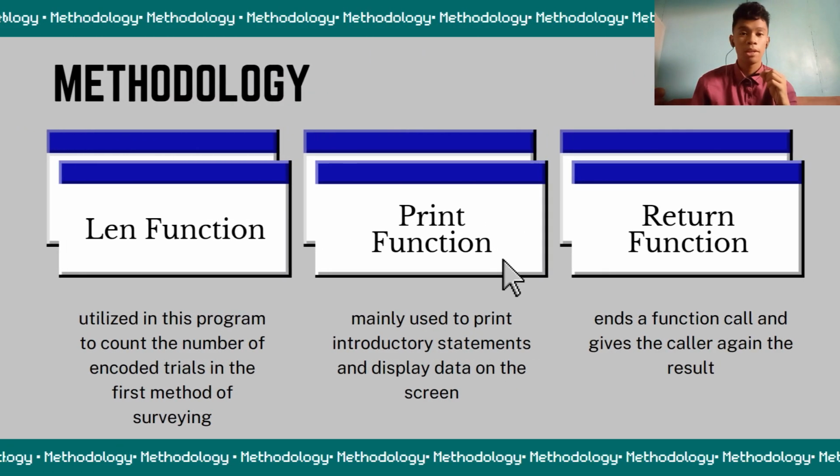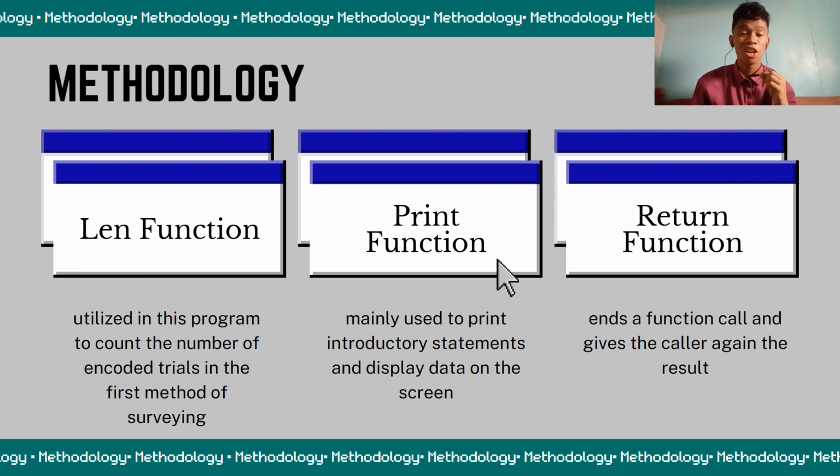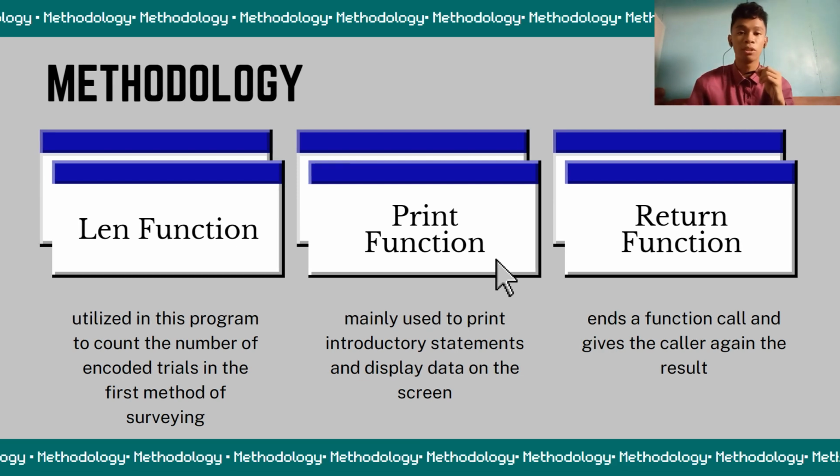Next, we have len function. Len function is utilized in the program to count the number of encoded trials in the first method of surveying, which is the pacing. Next, we have print function. This is mainly used to print the introductory statements and display data on the screen. And next, we have return function. This function ends a function call and gives the caller back the result.